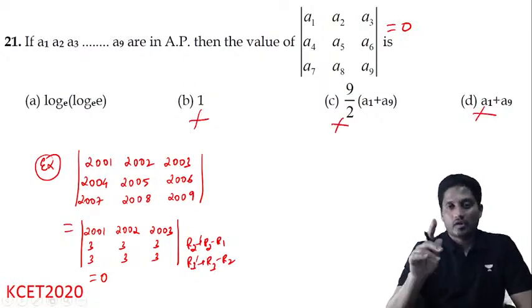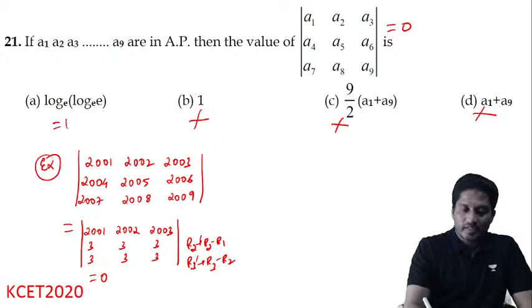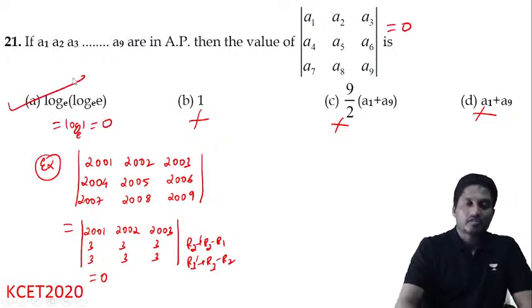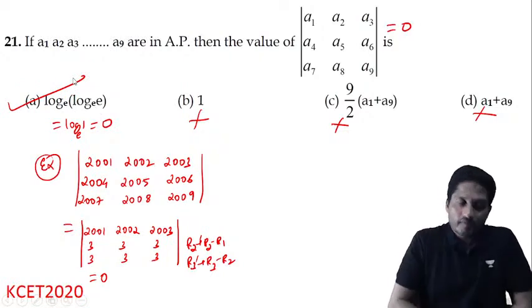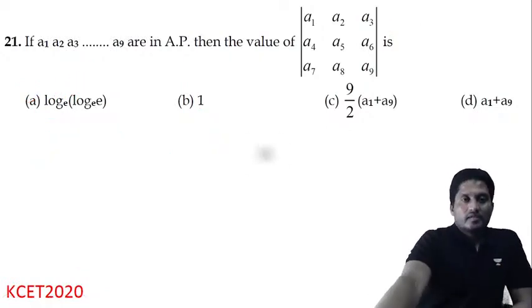But this is not possible. Log e is 1, log e to the base c is 1, and log 1 to any base is 0. The answer is option A only. Log of log e will be 0 only.